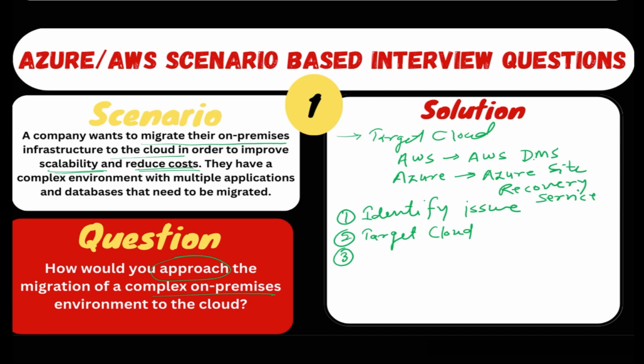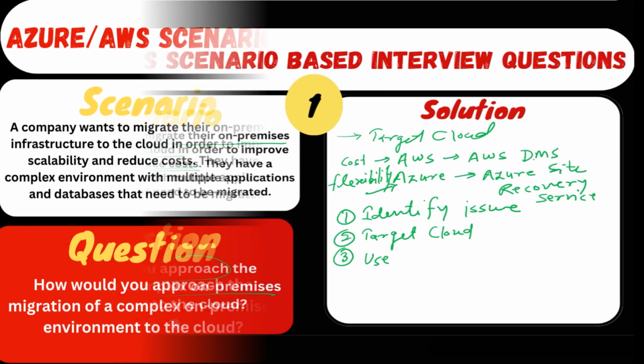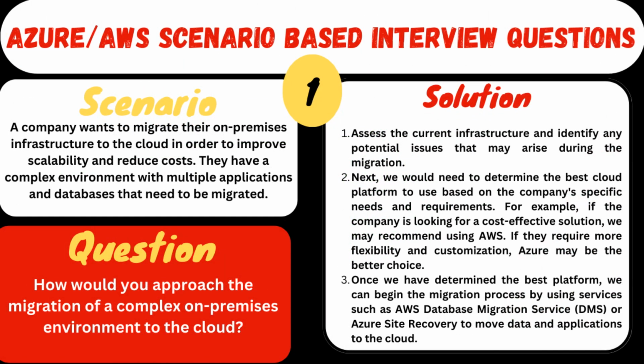Then we would need to determine the best cloud platform as per our applications' needs, as per our services' needs. For example, if our company is just looking for a cost effective solution, then we will recommend AWS. If our company requires more flexibility and customization, then Azure may be a better choice in this case. Once we have determined the best platform, then we can begin the migration process by using the AWS Database Migration Service. And for Azure, we will use the Azure Site Recovery Service to move data and applications to the cloud. So this is the first scenario.